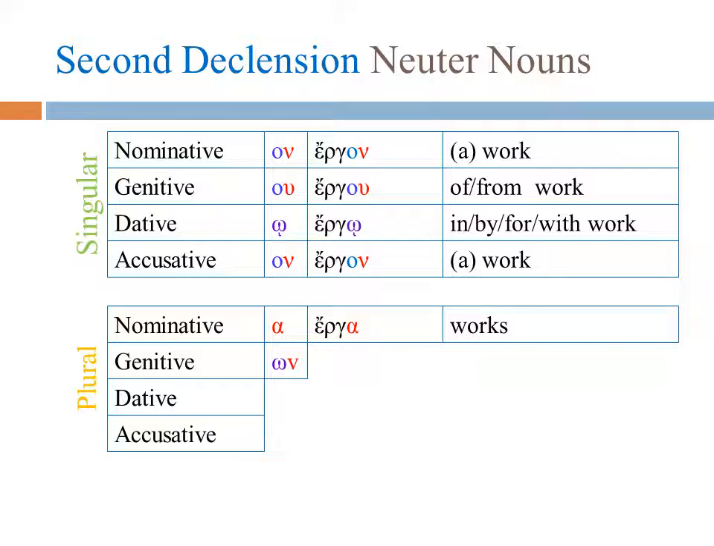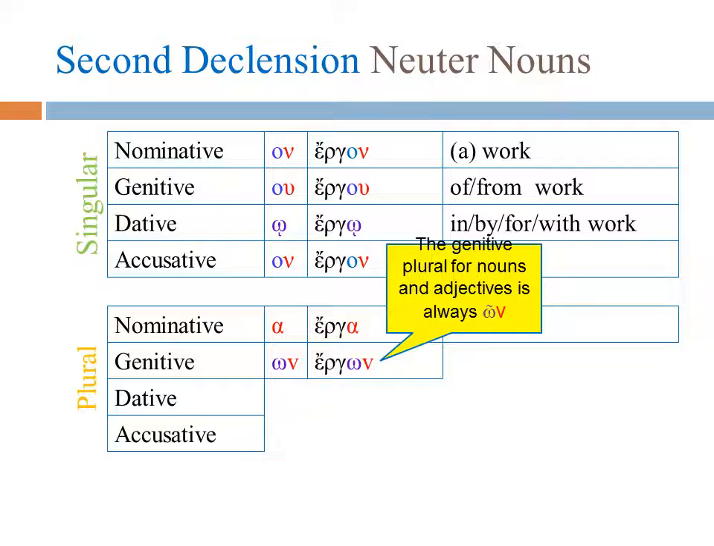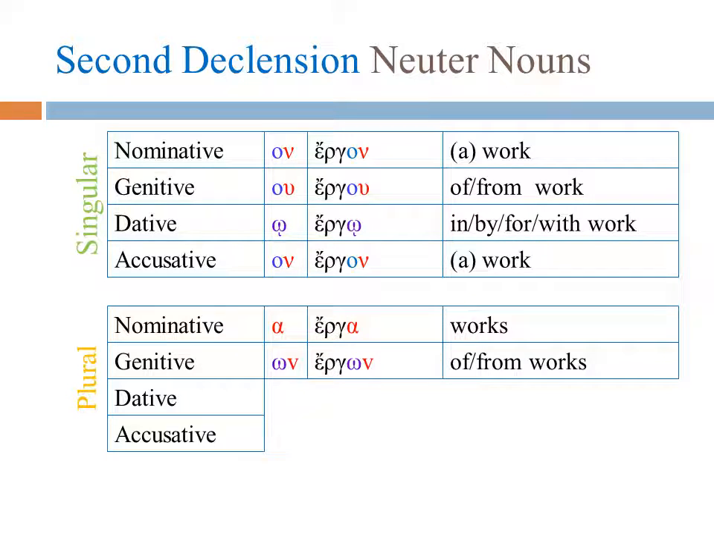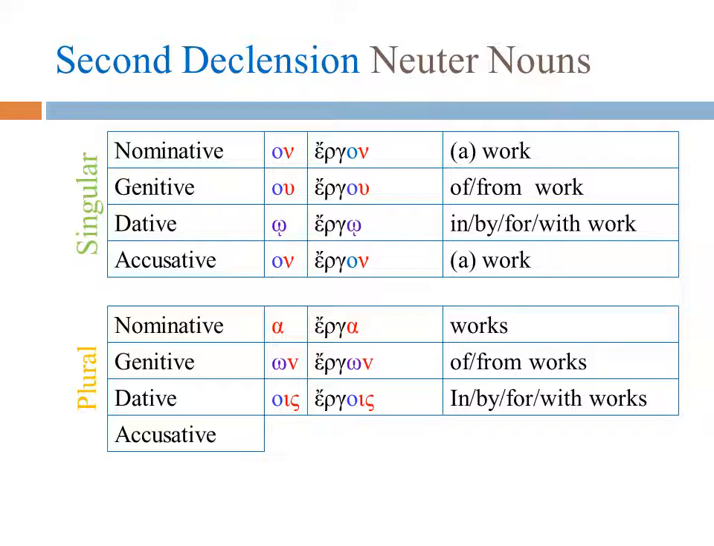Our good friend, omega nu, genitive plural. It's the same for all. Of, from, works, and this is also the genitive possessive. Omicron iota sigma, ergois, and in by for with works, also the indirect object. The dative again is the same as that of the masculine.